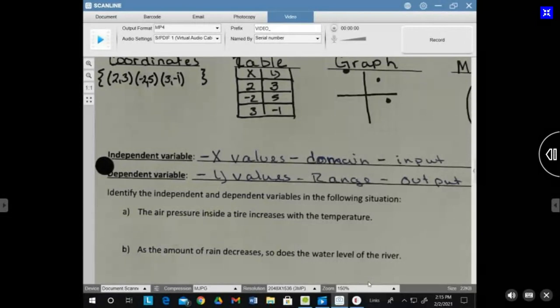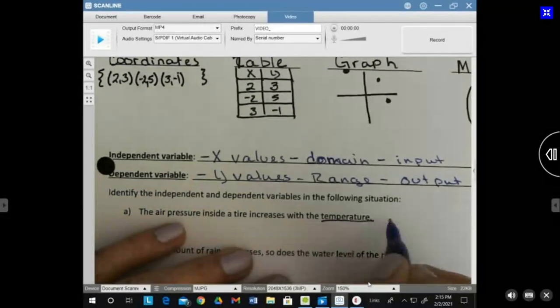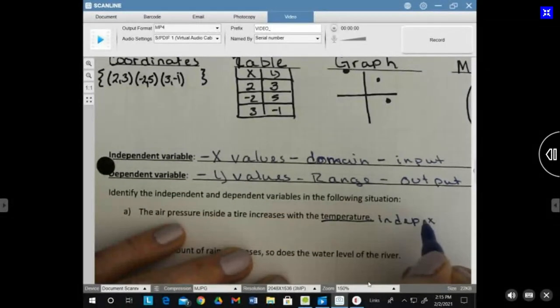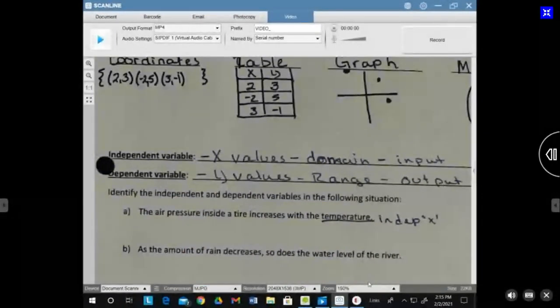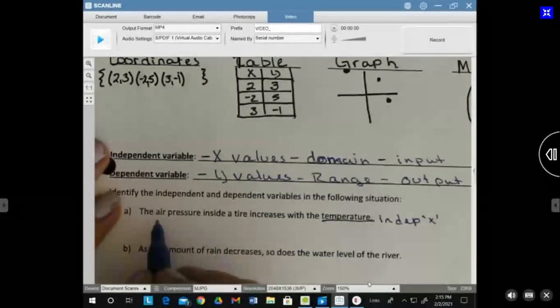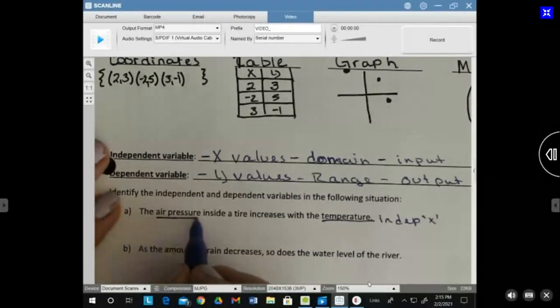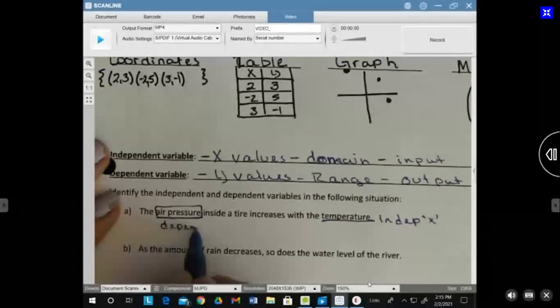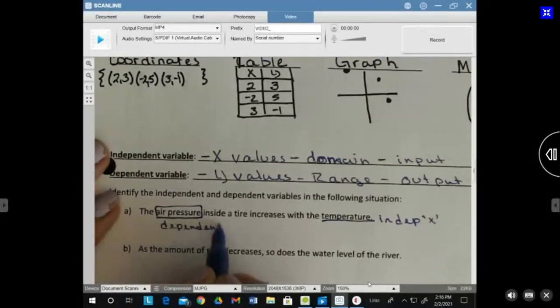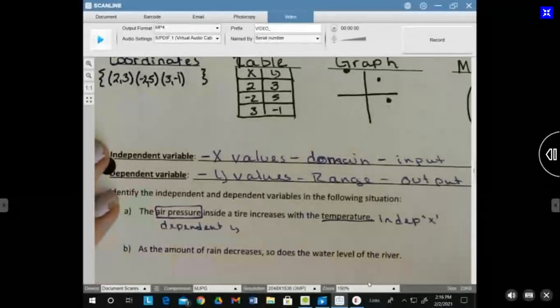So what does that make the temperature? The independent X. Good. That's my independent variable, my X variable. All right, so who is dependent? Good. Dependent, my Y. And I forgot to write the end half of independent.